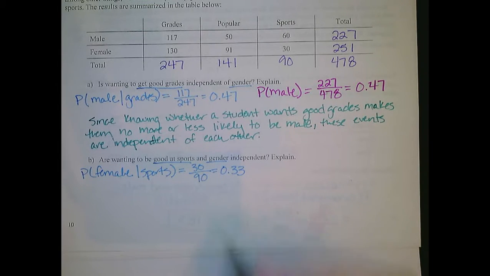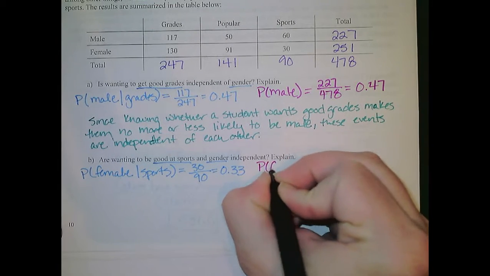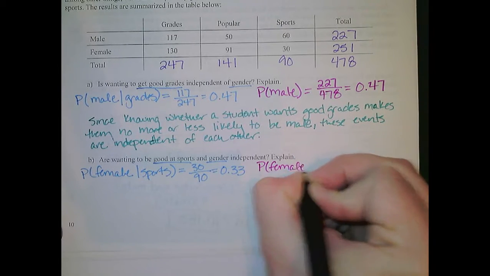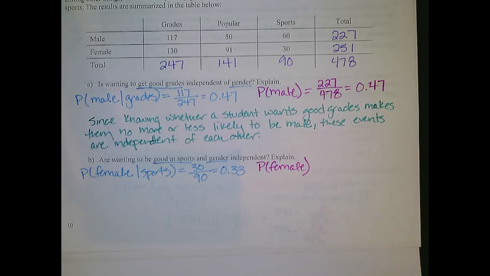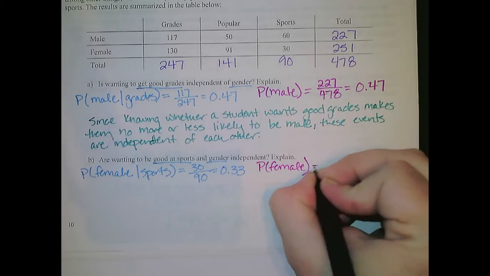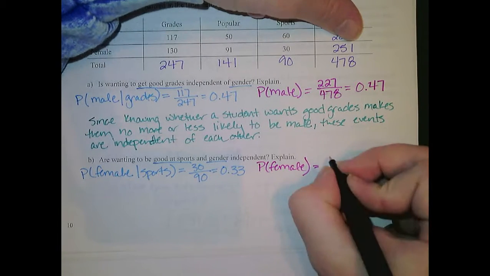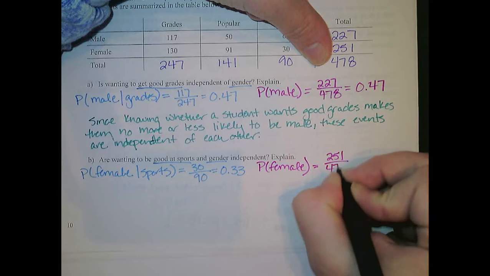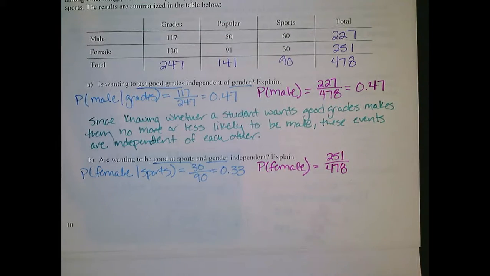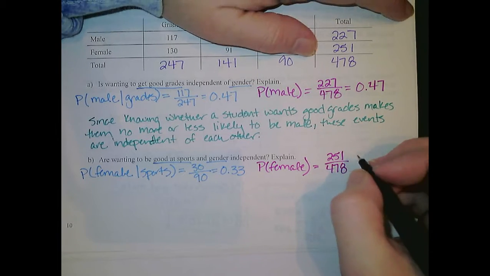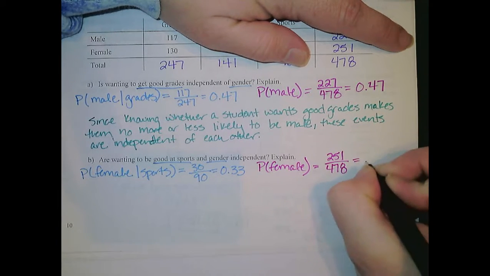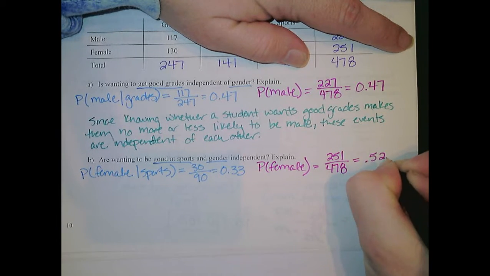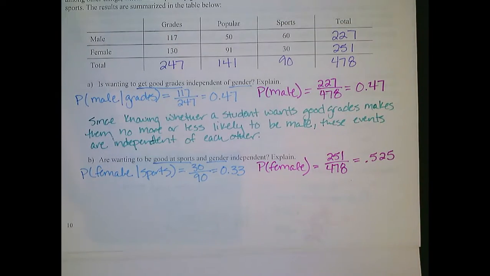And we're going to compare that just to the probability of being female in general, regardless of what they responded was their priority. And so from that group, we had 251 out of 478 of our respondents that were female, which was approximately 52.5%.